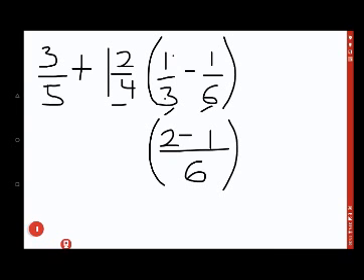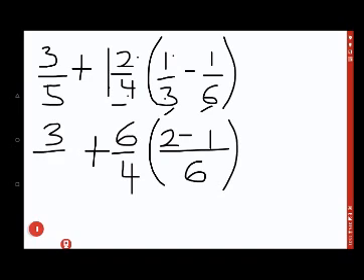So 1 whole number 2 over 4, we can at this point convert it to its improper fraction. And like we learned earlier, 4 times 1 is 4 plus 2 is 6. So we have 6 over 4 representing the 1 whole number 2 over 4. Then we bring down the 3 over 5. Okay, now let's go back to our brackets.